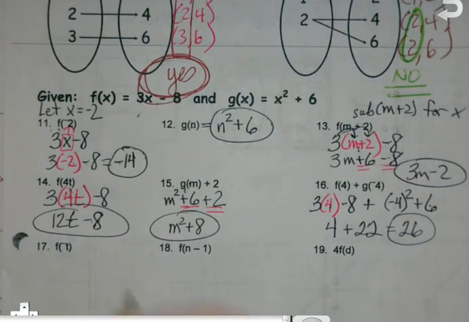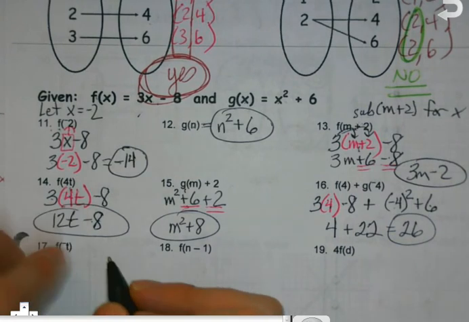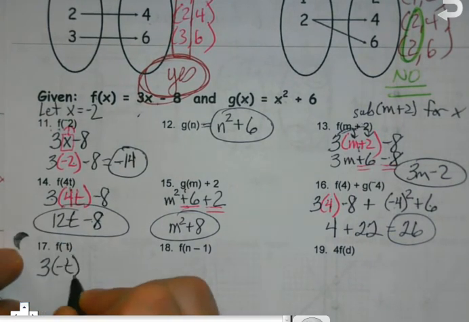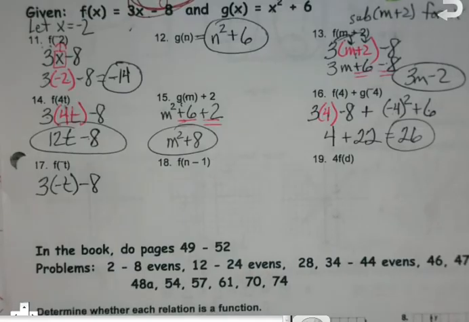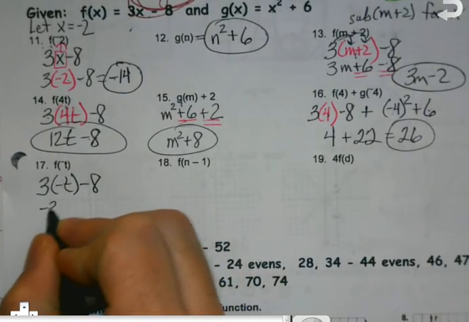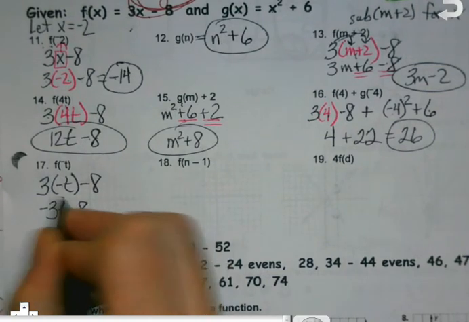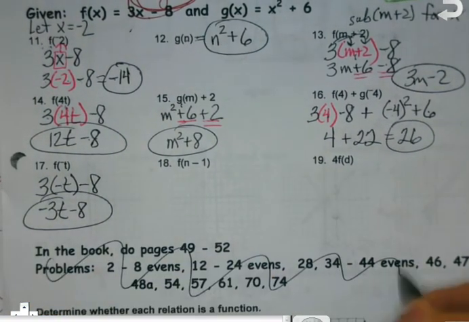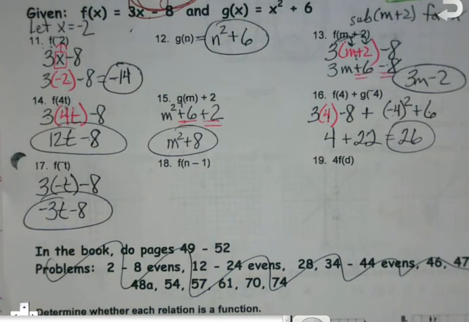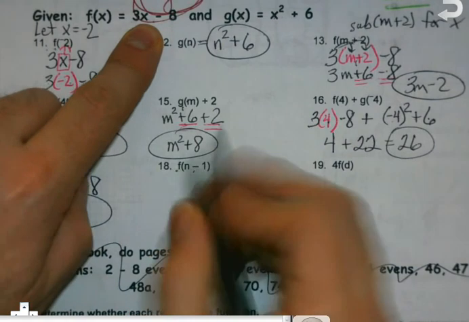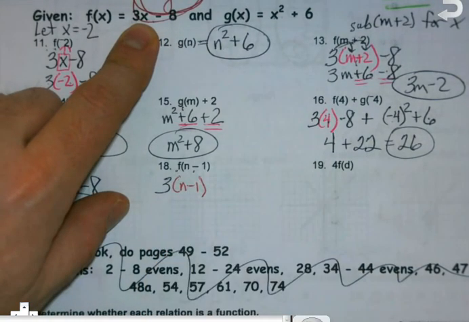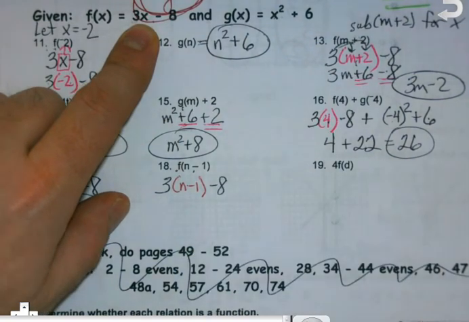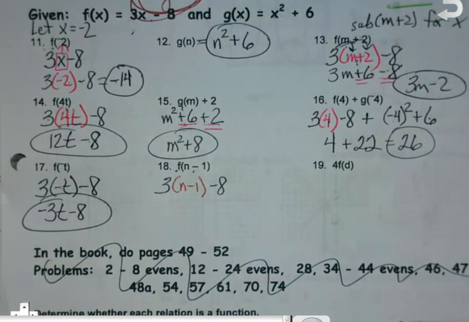f of negative t. Okay. Replace the x with what's in the parentheses. Negative 3t minus 8. And I'm good there. f again, so we're using this one. 3 times, oops, there's an x. Use what's in the parentheses. Okay, don't forget about the minus 8 on the end. Don't think that when I substitute I'm done. I've got to finish it off.